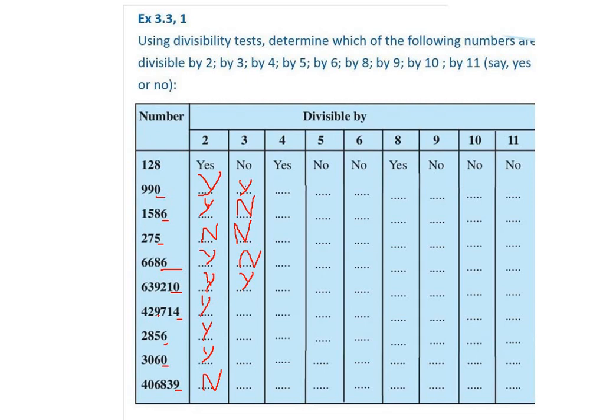4 plus 2, 6. 6 plus 3, 6 plus 9, 15. 15 plus 7, 22. 22 plus 1, 23. 23 plus 4, 27. 27 is divisible by 3. So we are going to write yes here.